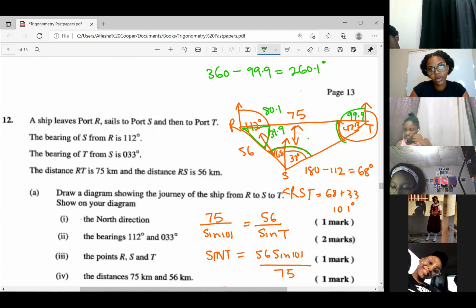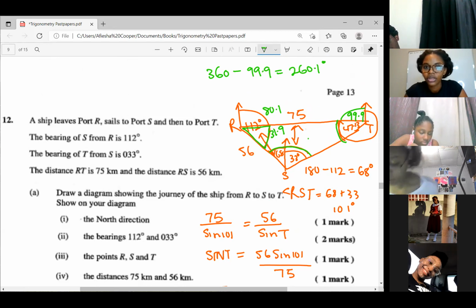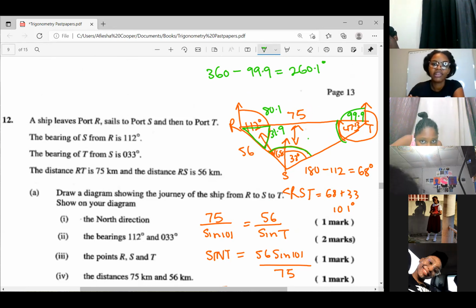Miss, what if you just round it? Huh? If you round it to the nearest whole. Why? We were doing it with the degrees one time, so we could continue. Okay, yes, miss.